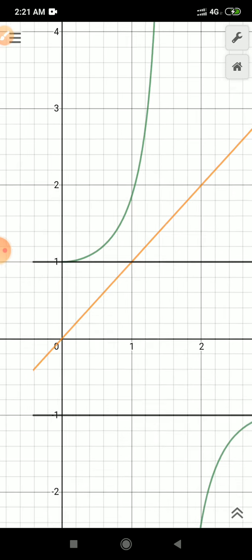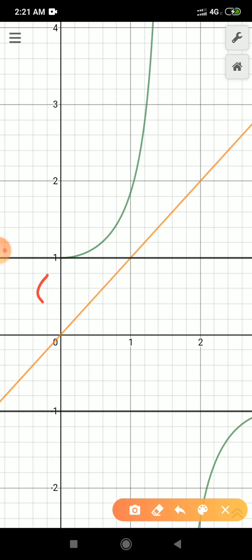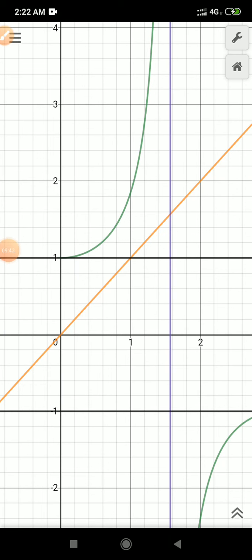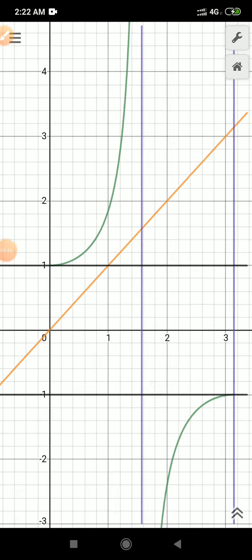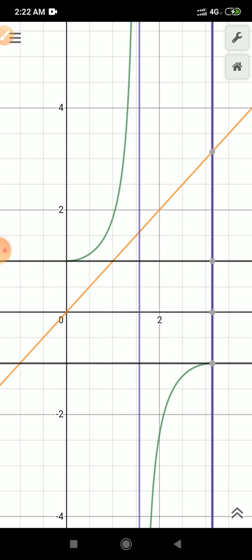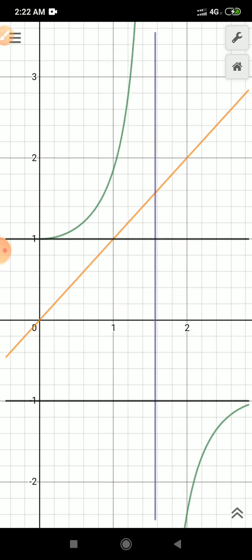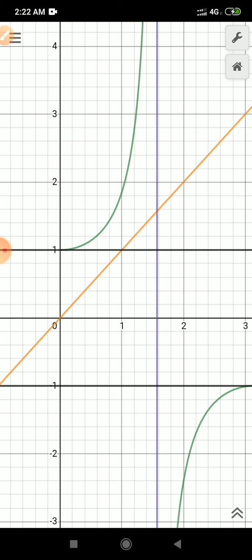See, within this range the function has no trace, and also at the point pi by 2, let me draw the line x equals to pi by 2. So see, the graph is not touching the line x equals to pi by 2, and also within the range minus 1 and 1 the function has no trace.